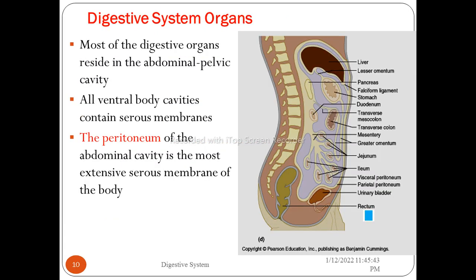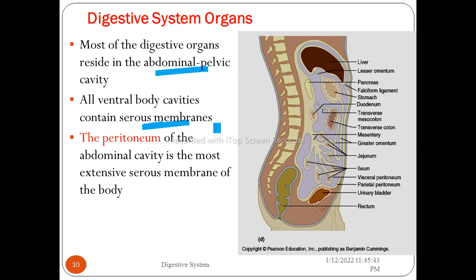Not only food digestion but also all the functional activities of the GI system are performed by these organs. Most digestive system organs are found in the abdominal cavity, and some are in the pelvic cavity. All ventral body cavities, meaning the thoracic cavity, abdominal cavity, and pelvic cavity, contain serous membrane.